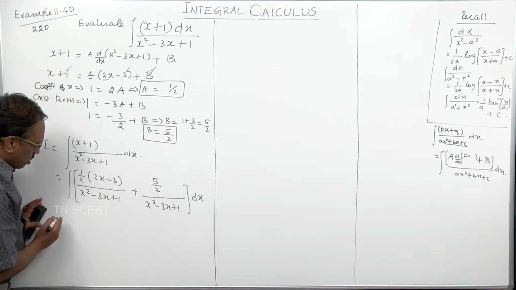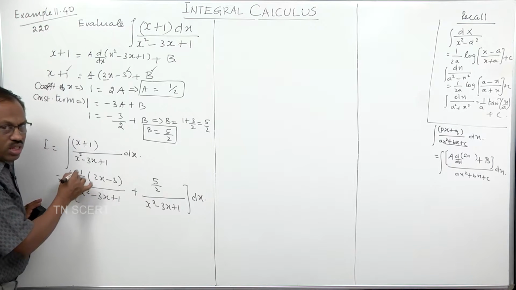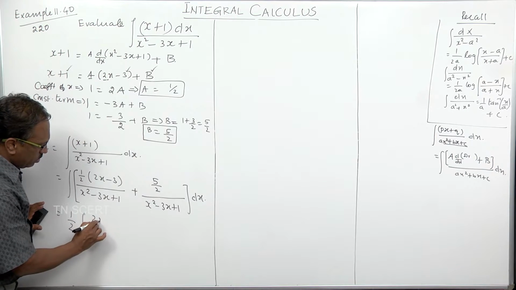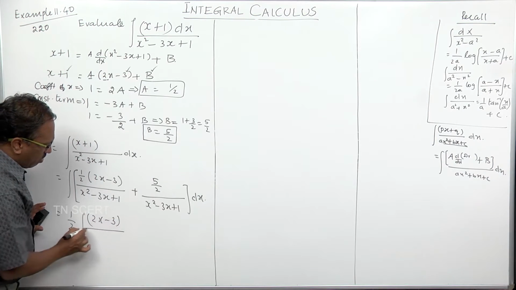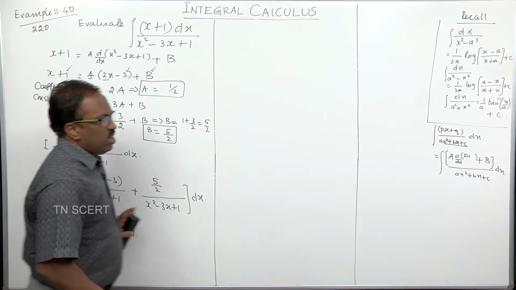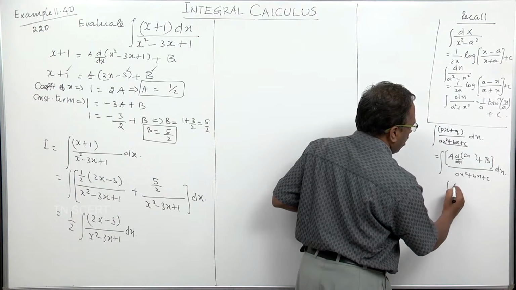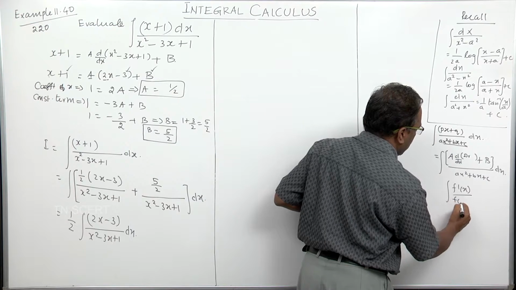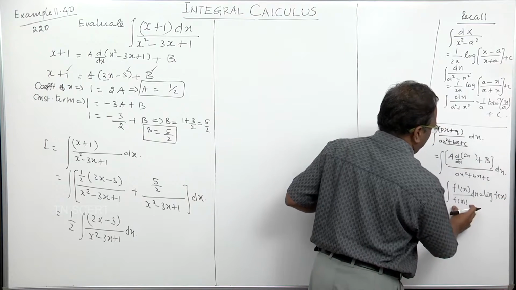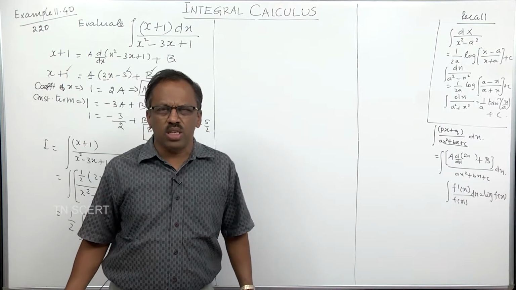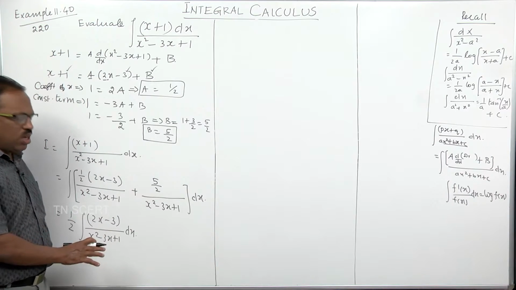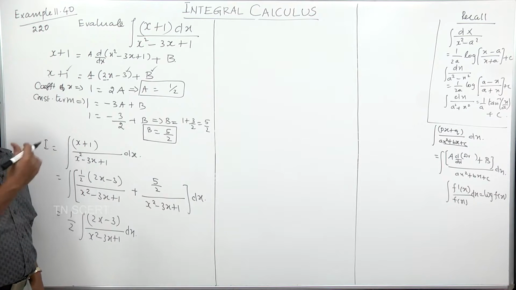Now let us do this. Always take whatever the value of a out of the integral: 2x minus 3 divided by x square minus 3x plus 1 dx. Dear students, one thing you must remember: the integral of f dash of x by f of x dx is log of f of x. Differentiation of the denominator gives you the numerator f dash of x dx. Whenever you happen to see this, the answer you arrive at is log of the denominator.